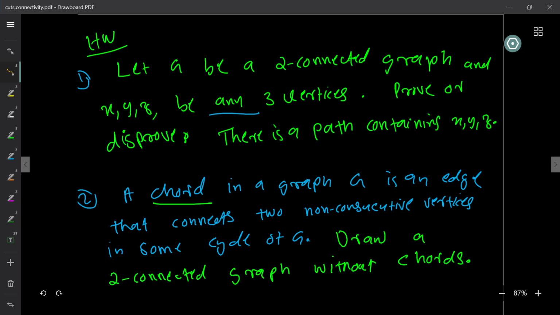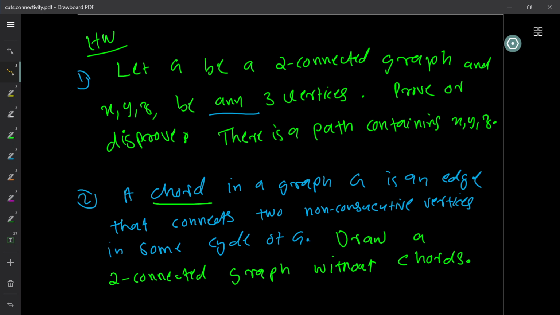Again, x, y and z. So you have a two connected graph and any three vertices in it. Now you can either prove or disprove that there is a path which contains all the vertices x, y, and z. A path in the graph which contains all of them. I'm not talking about a walk, a path itself.